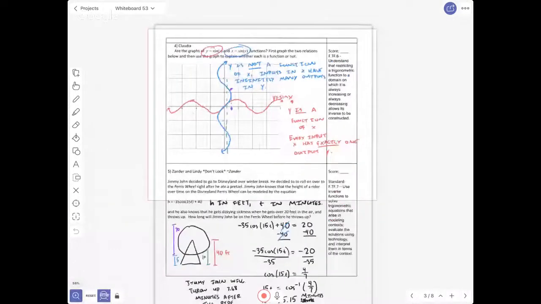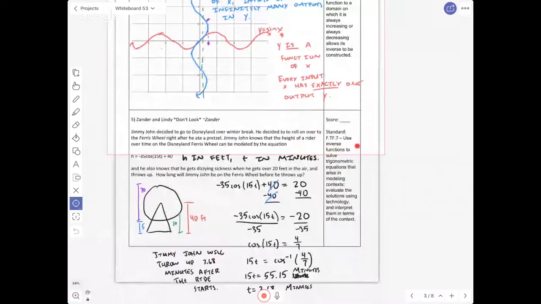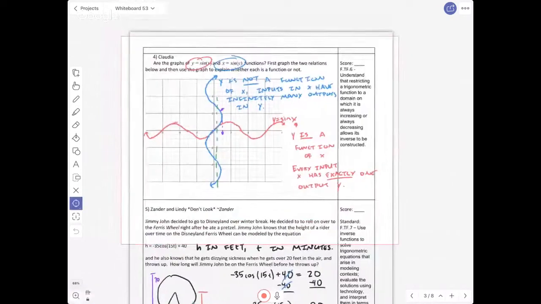This is just about solving a trig equation, and it's got to be a word problem. So I'm going to give you a trig equation in a word problem form, and you have to solve for the input. So this will be something similar. It might not be like Disneyland and a Ferris wheel. It could be a pendulum. It could be something else. It could be light, temperature on Earth, lots of things. But it's going to be a word problem that you have to solve.